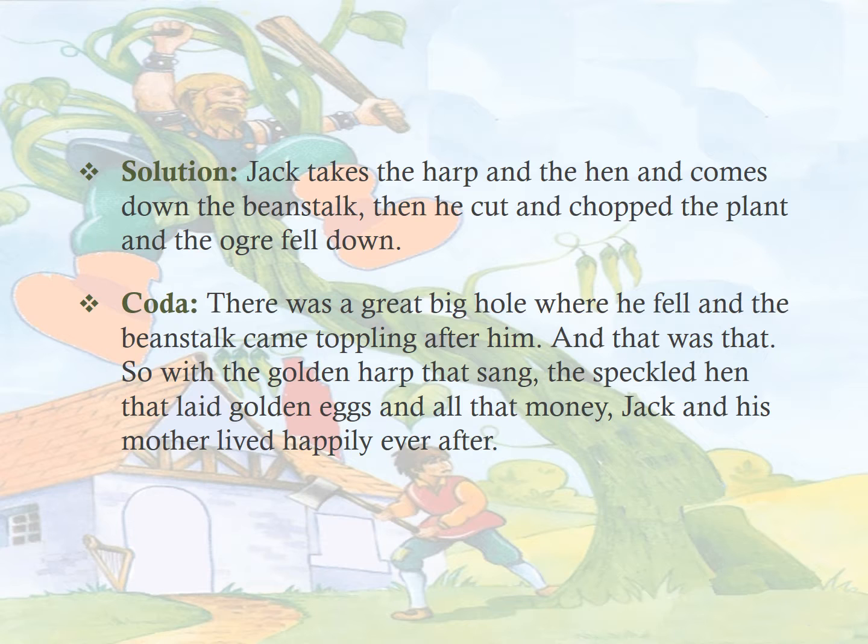And finally, the coda: there was a great big hole where he fell and the beanstalk came toppling after him. And that was that. So what with the golden harp that sang, the speckled hen that laid golden eggs, and all that money, Jack and his mother lived happily ever after.